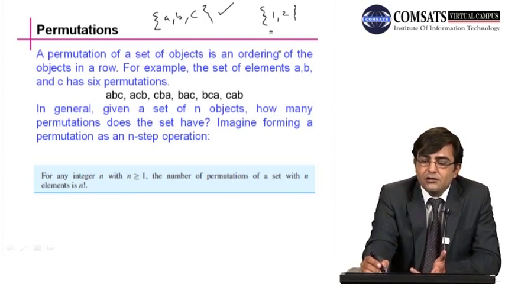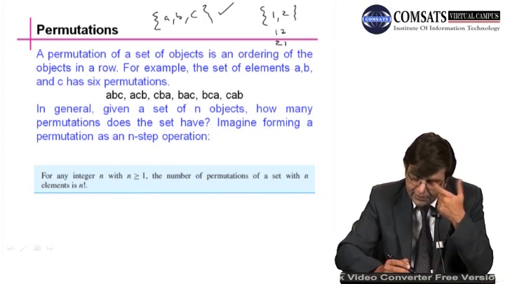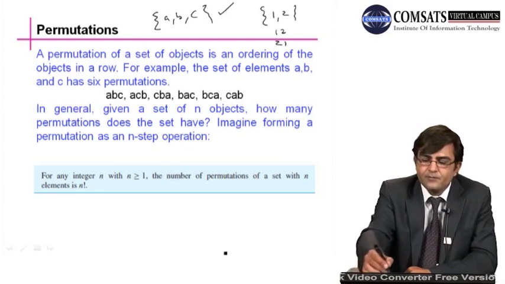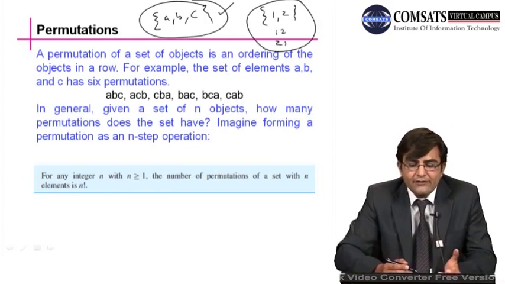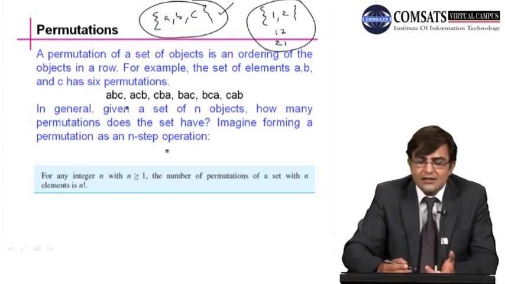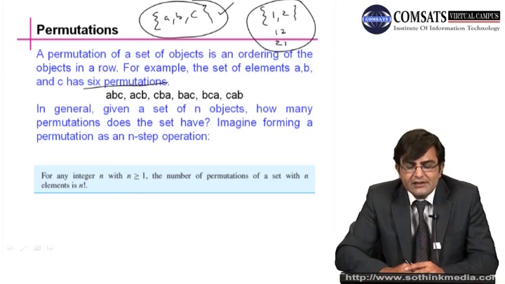Then we have 2 ways. We can write 1, 2 or 2, 1. So there are 2 ways in which we can arrange the elements of this set. If we have a set of 3 elements, then we have 6 permutations. You can say 6 ways in which we can list these 3 elements.